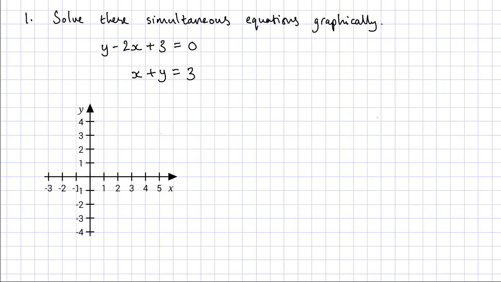This video is on solving simultaneous equations graphically. So I have to solve these equations graphically. What I will need to do is draw the graph of this equation and draw the graph of this equation. I'll start with the top one.